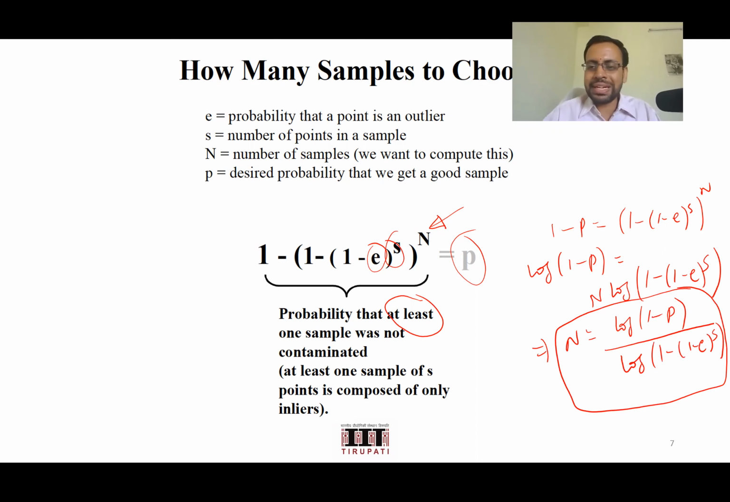Now, let's say I want to fit a line, so my S equals 2. I want to say with a probability of 99% that at the end of this entire experiment, I have at least one good sample. So my P is, for example, 0.99, and I have at most 50% outliers, so my E is 0.5. Given them, I could compute N, and that is the number of times I have to pick the samples. That's all. It is as simple as that for this RANSAC algorithm.